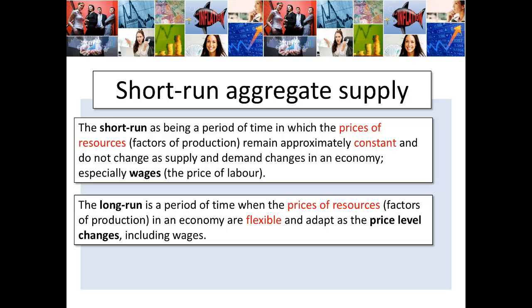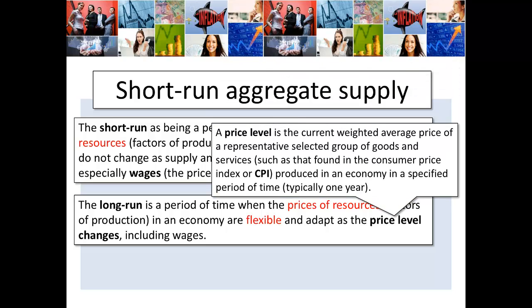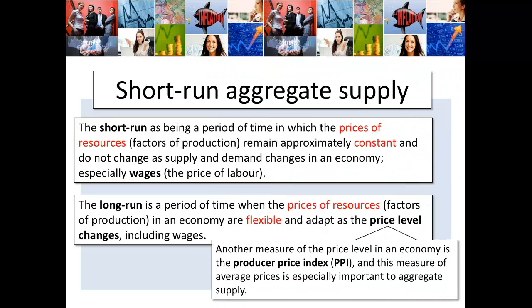The long run on the other hand is a period of time when the prices of resources are more flexible and they've got time to adapt as the price level changes, including wages. Our definition for a price level: the current weighted average price of a representative selected group of goods and services. An example is CPI, the Consumer Price Index. Another example, and perhaps a little bit more important to the concept of aggregate supply, is the Producer Price Index, a PPI, and this is a measure of the price of inputs that firms in the economy are facing.